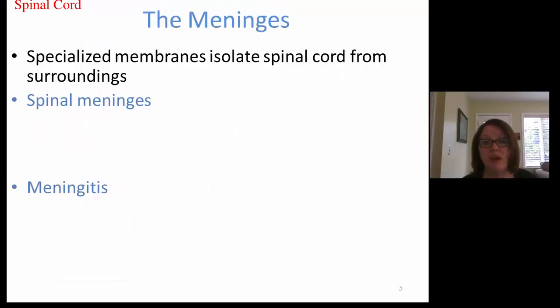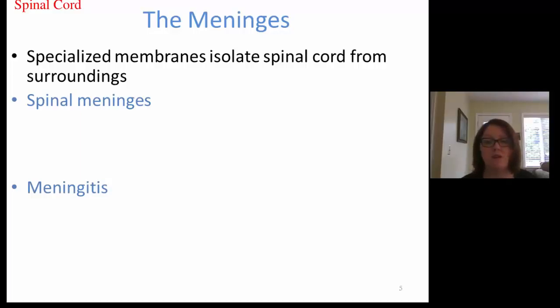The spinal cord does have some membranes associated with it. These are called meninges. Meninges are found on the outside of the brain and also on the outside of the spinal cord. And the meninges of the brain are actually continuous with the meninges of the spinal cord. There are 3 layers to the meninges that protect the spinal cord: the dura mater, arachnoid mater, and then pia mater.